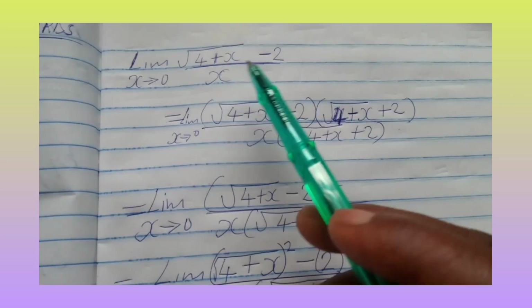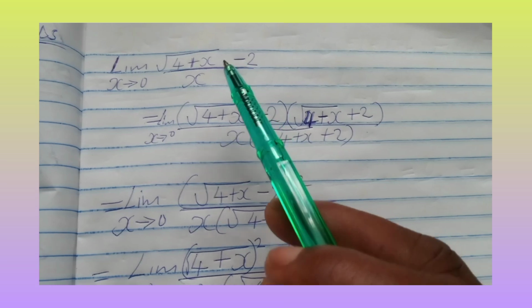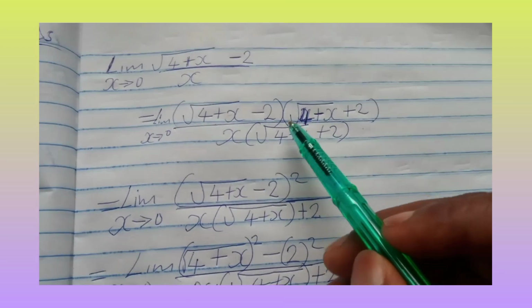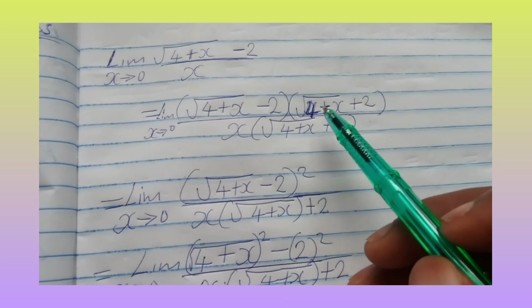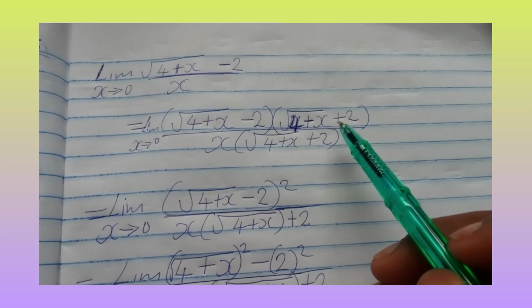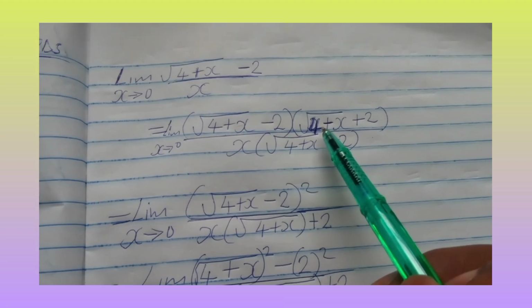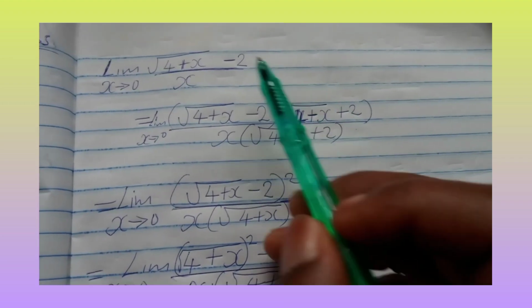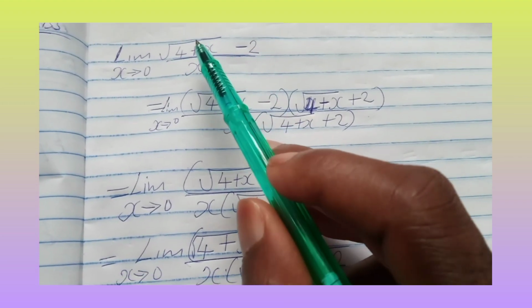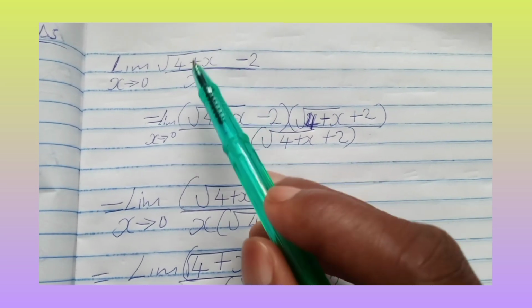The conjugate of this surd is the opposite of the sign. You see that in this place we have minus, so the conjugate is what? The conjugate is square root of 4 plus x plus, instead of minus here we put plus 2. Don't be confused and change this sign to plus here. This sign is different from this minus here. They are different things. This square root covers the whole 4 plus x, so they are one thing here.